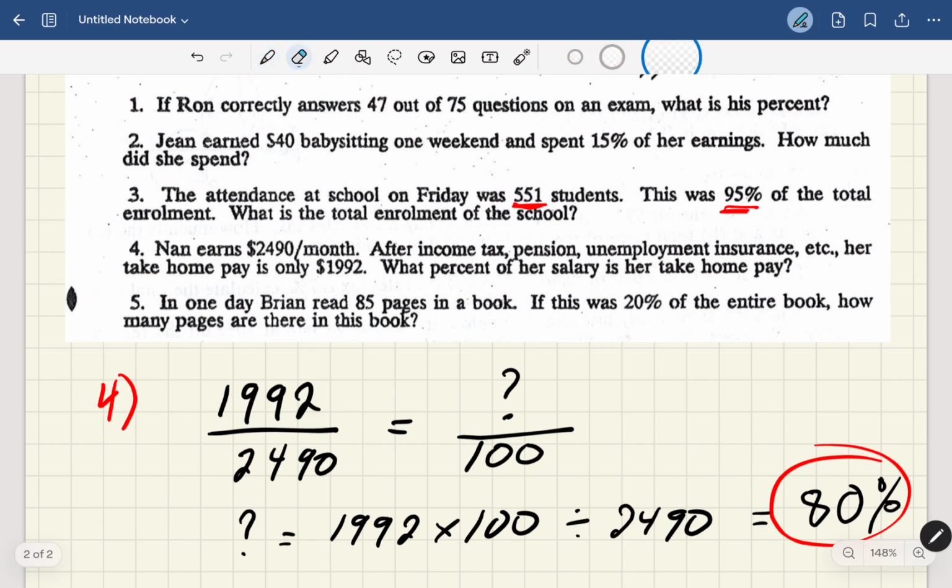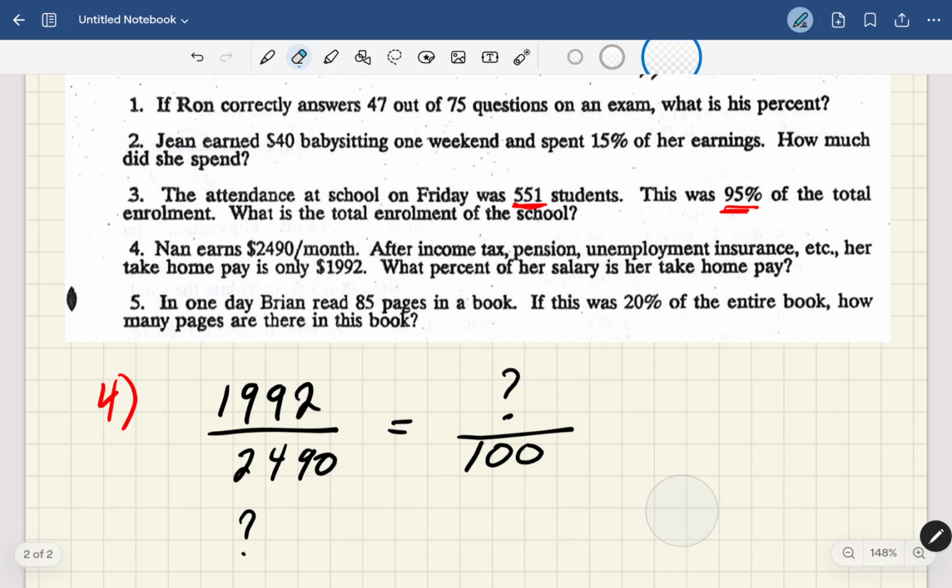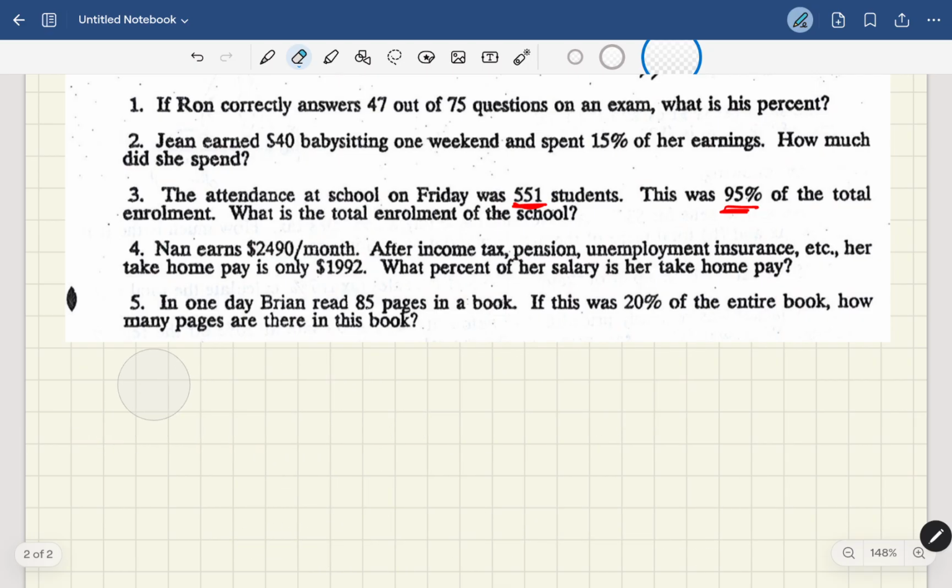Okay, let's do the last one. Erase this. And number 5. In one day, Brian read 85 pages of a book. This was 20% of the entire book. Okay, again, 85 represents 20%. 85 is not the total, it's 20%. If this was 20%, so now we write the proportion.